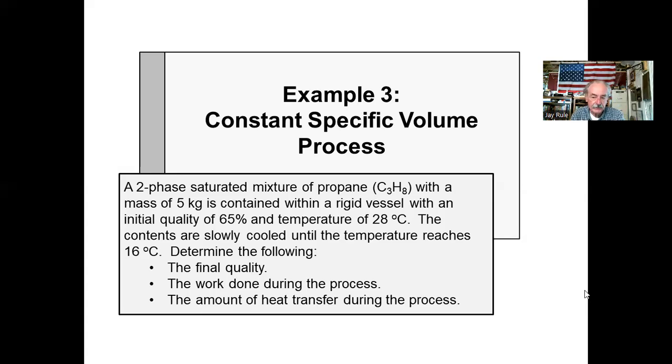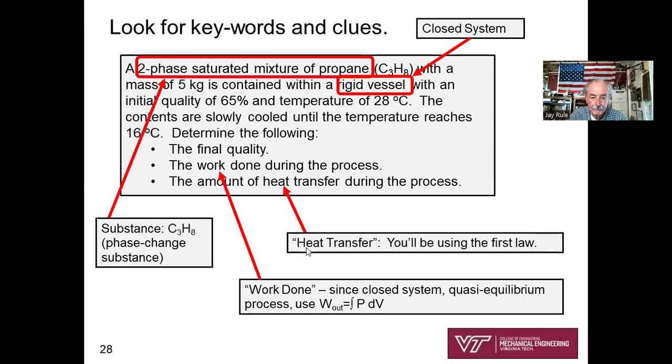The contents are slowly cooled, so heat is removed. Q in is a negative number. Contents are slowly cooled until the temperature of the propane reaches 16 degrees C, so it's cooling. 28 degrees C starting out, 16 degrees C at the end. Determine the following: the final quality, the work done during the process, and the amount of heat transfer during the process. All right, so let's dissect the words given.